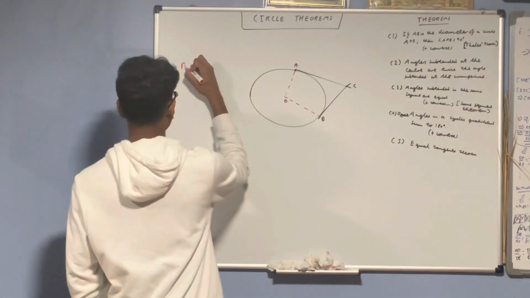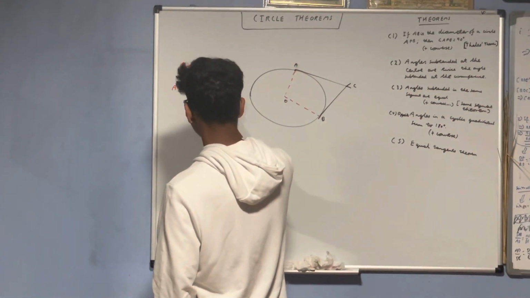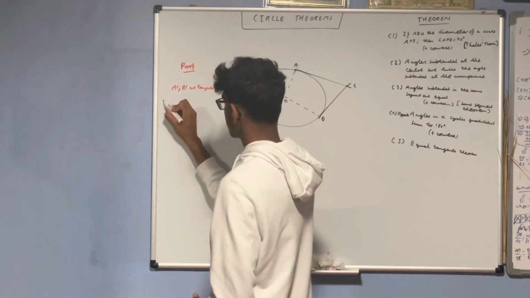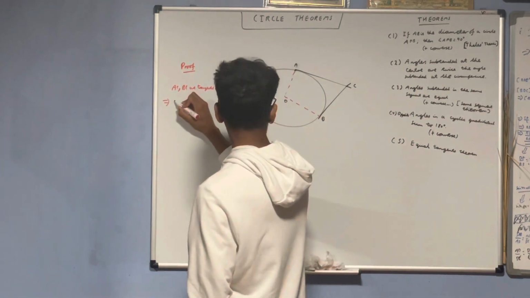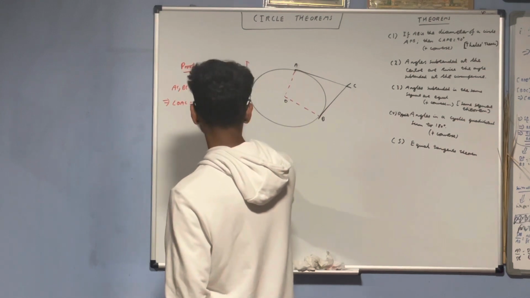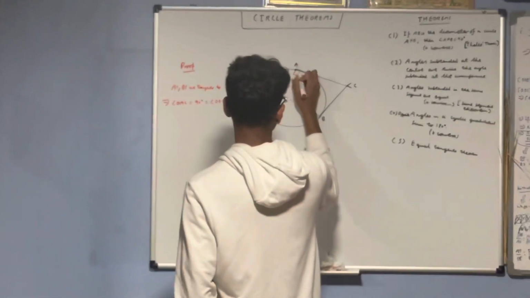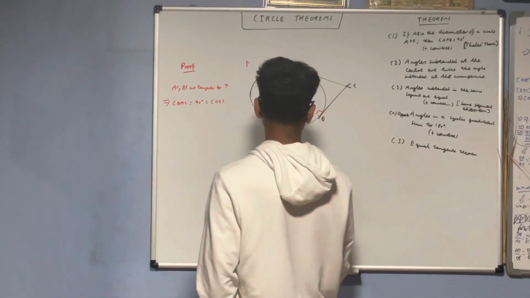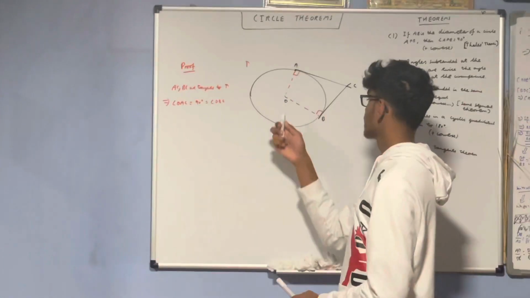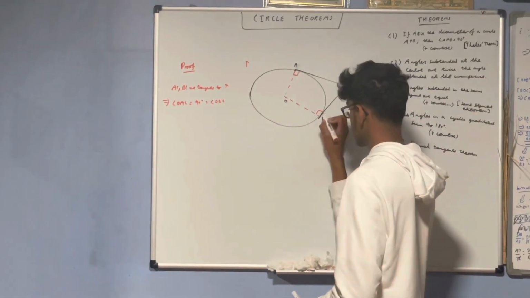And how would I prove that? Well, as AC and BC are tangents to this circle, which I'm going to label with this sign, this implies that OAC is equal to 90 degrees, which is equal to OBC. Because radii and tangents are always perpendicular to any line segment from O to the circumference at the point at which they're tangential.